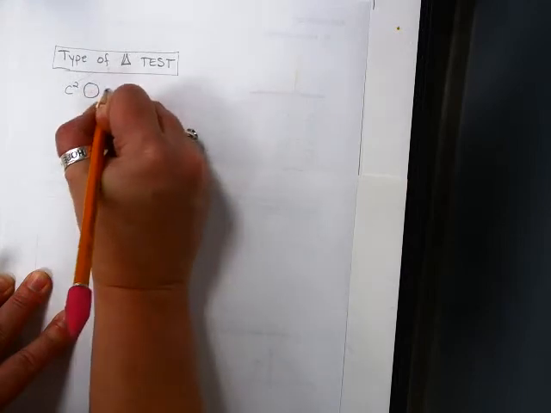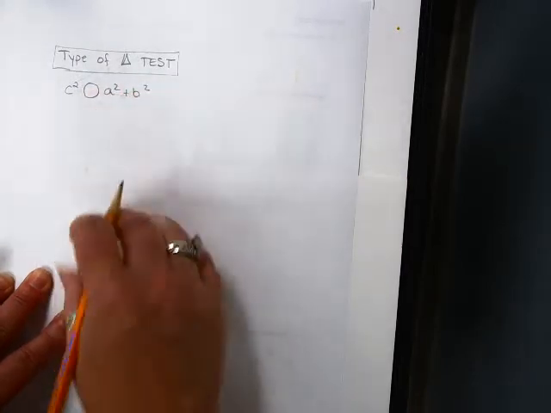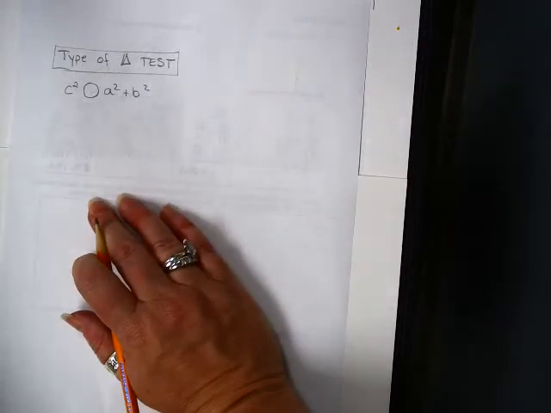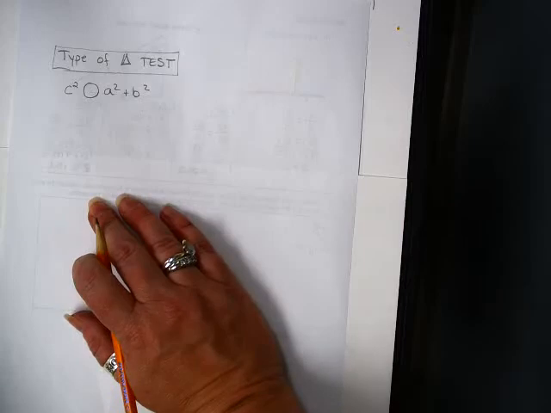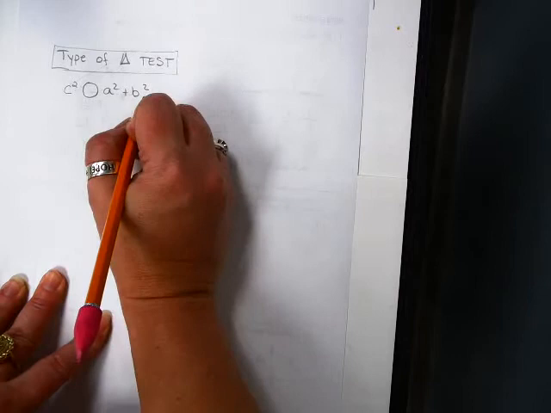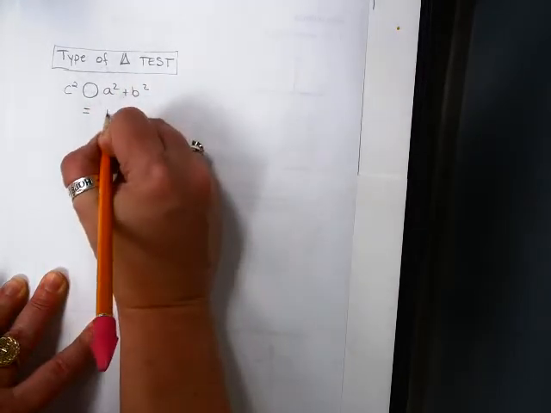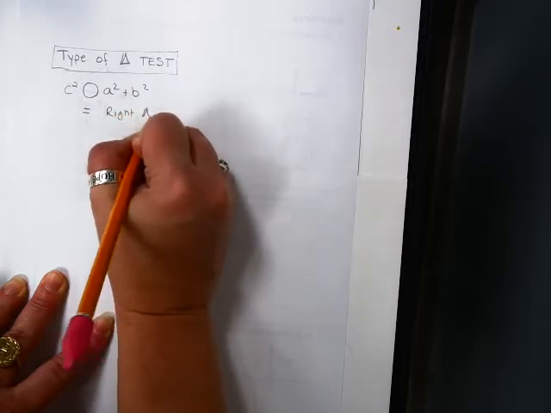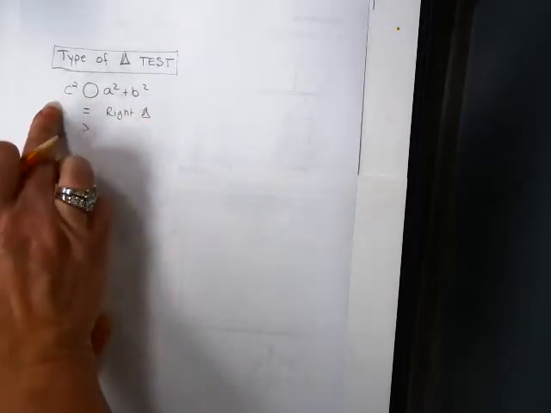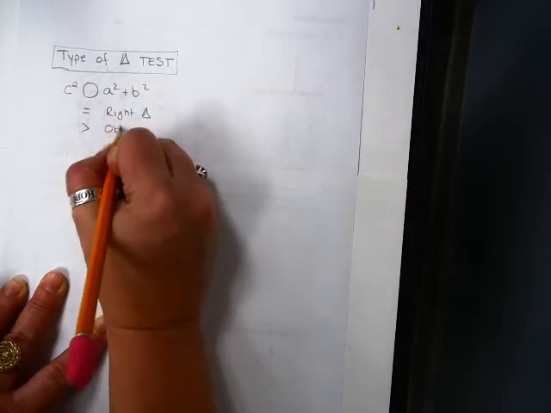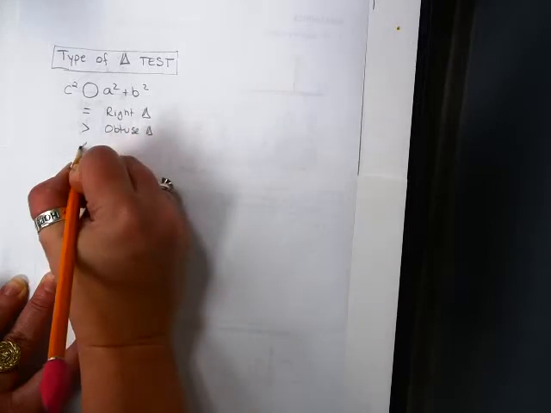You're going to write c squared. You're going to put a big giant circle, a squared plus b squared. So it looks like the Pythagorean theorem, but backwards. And if you don't write the c on the left-hand side, then your answer will be wrong. So you got to set it up this way. If you plug in all the values and you figure out that the left side equals the right side, then it's a right triangle. If the left side is greater than the right side, then we know it's obtuse. If it's less than, it's acute.